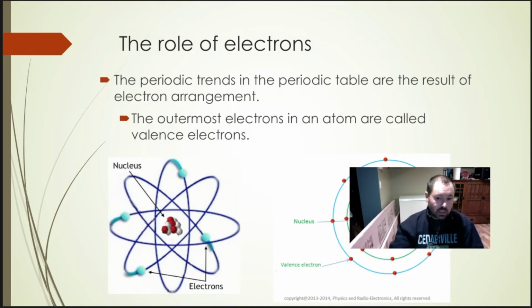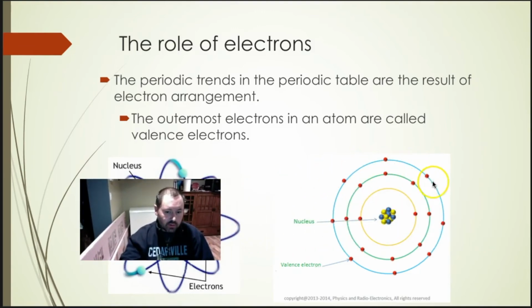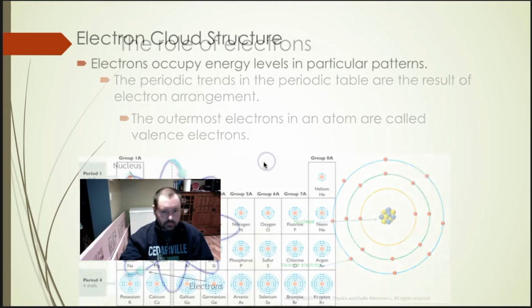The outermost electrons in the outer ring, we give those a special name. These are valence electrons. So you see, here's the nucleus. Here's the first ring. We know this element has to be in period 3 because it's got 3 rings of electrons. And the outermost ring are called valence electrons. So those are valence electrons in the outermost ring.